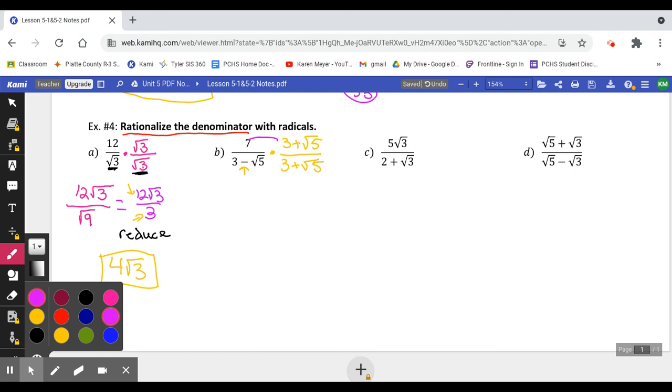So here I'm going to distribute my 7. So 7 times 3 is 21. 7 times the square root of 5 is 7 square root of 5.